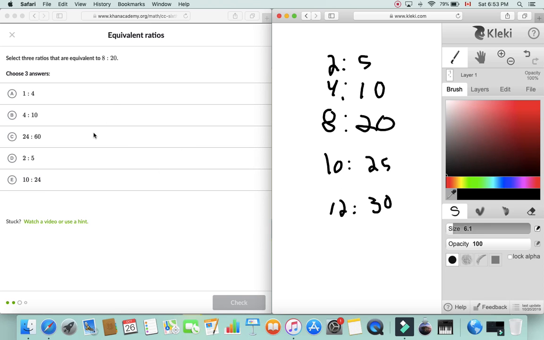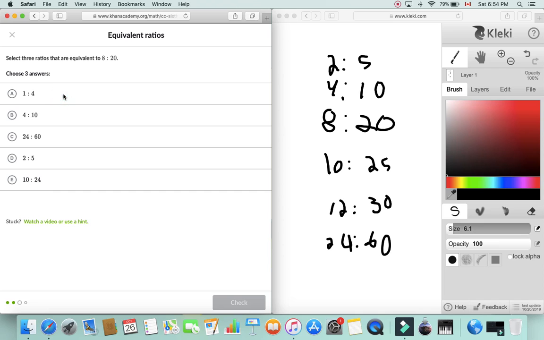So let's keep on going. The highest we got here is 24. Wow. Oh my god, we have to go to 24. Let's just skip it all. 24 to 60. Okay, so let's look at the answer.